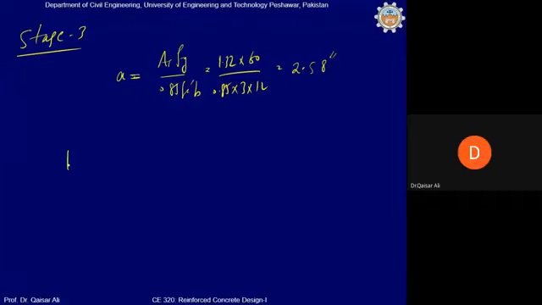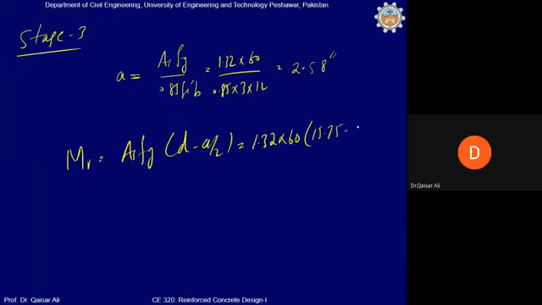And now using this equation you can calculate the moment capacity. So put all these values. 1.32 multiplied by 60 into d minus a by 2. What is the value of flexure capacity? 1144.91, 1144 inch-kip.